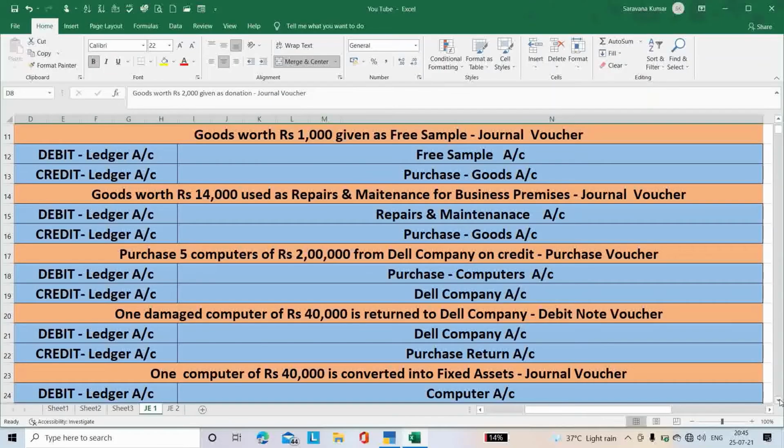Next transaction is goods worth rupees 14,000 used as repairs and maintenance for business premises. Here the journal entry is debit repairs and maintenance account, credit is purchase goods account.